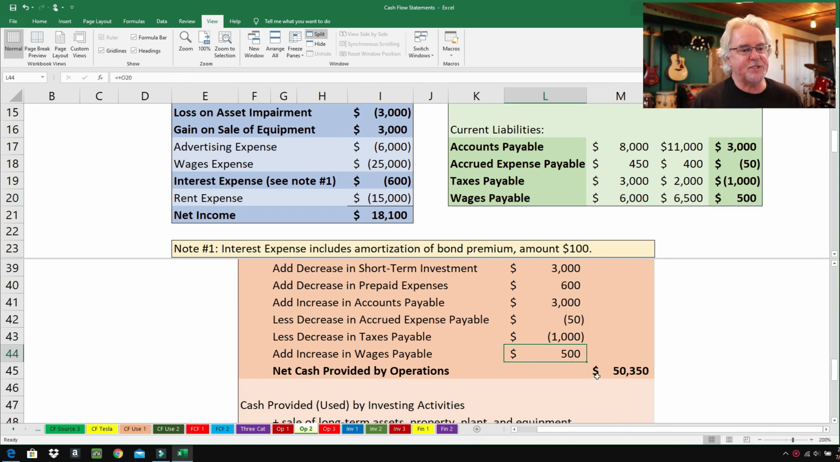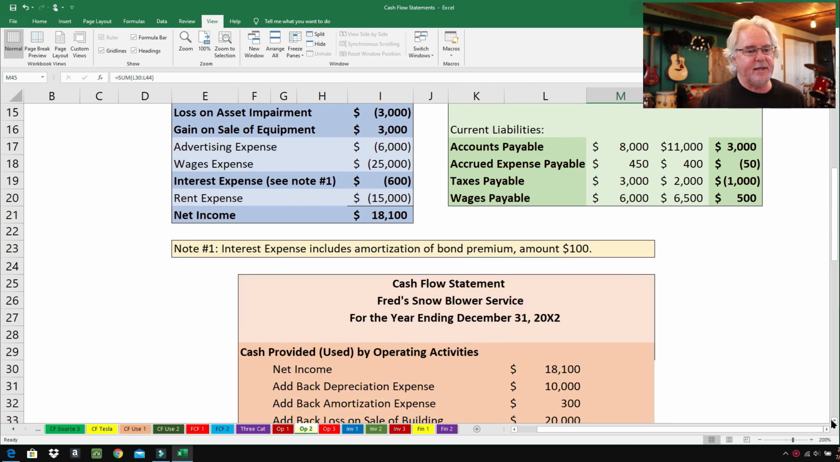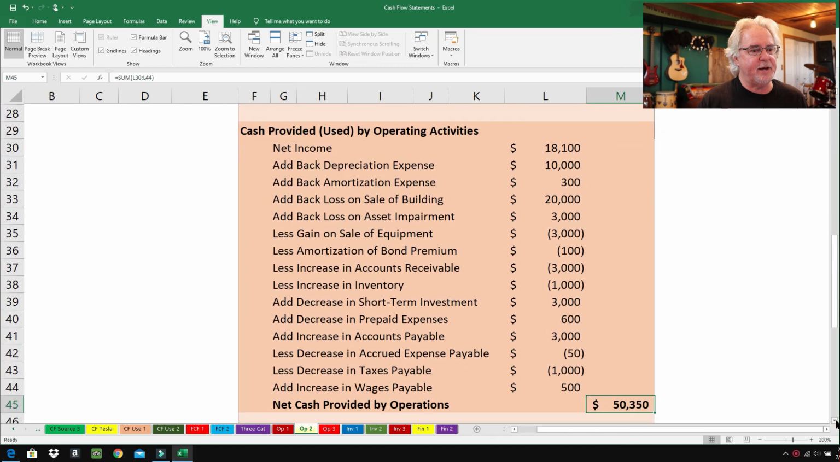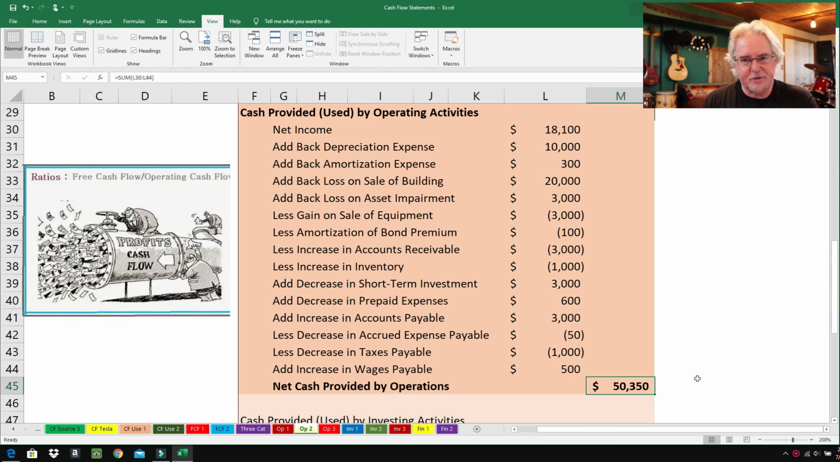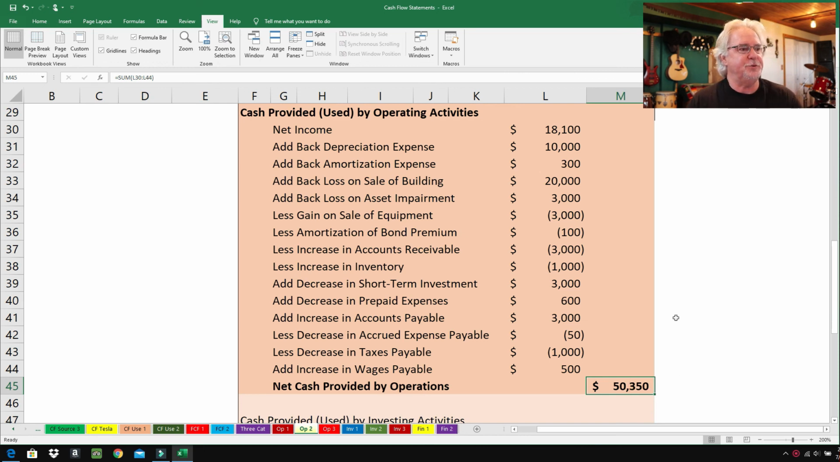Net cash provided by operations, $50,350. So I'm going to get rid of the split here. There we go. And scroll down this way here. But one thing I want to point out is that net income on the accrual basis is $18,100. We got that off the cash flow statement. And cash provided by operations is $50,350. And there is a little teeny bit of a correlation here in the fact that they are both positive, but the cash provided by operations is way higher. And it's just due to this example here, because of these non-cash transactions that happened here.